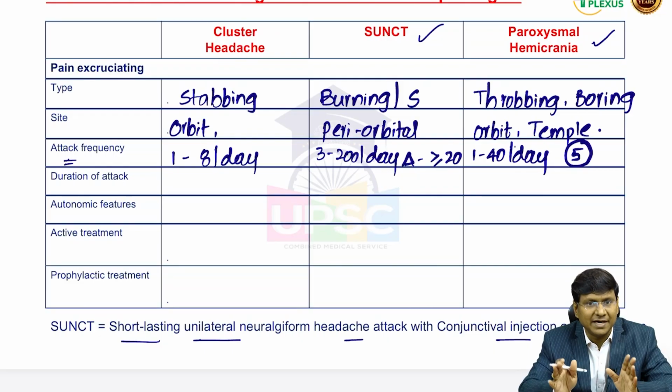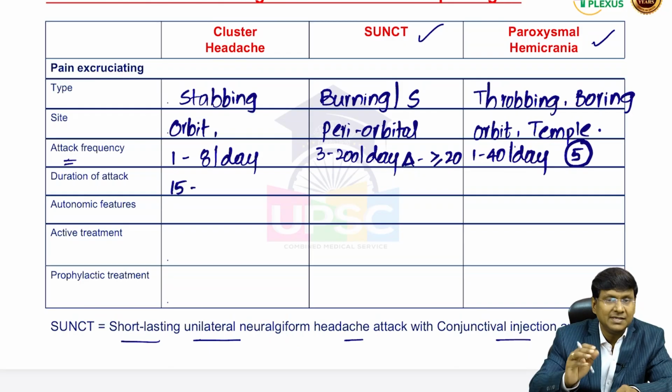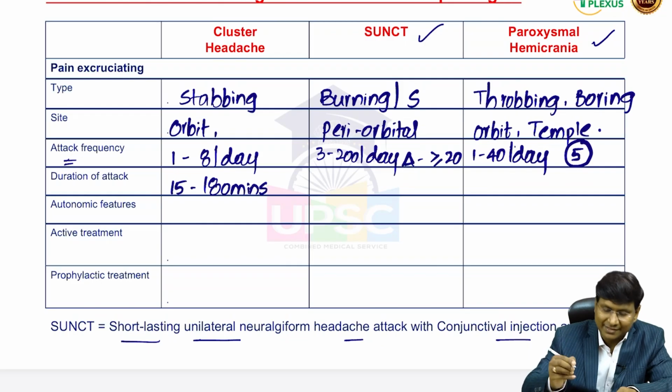What is the duration of attack? The duration of attack in case of the cluster headache can be as short as 15 minutes or as long as 180 minutes, which is almost 3 hours.